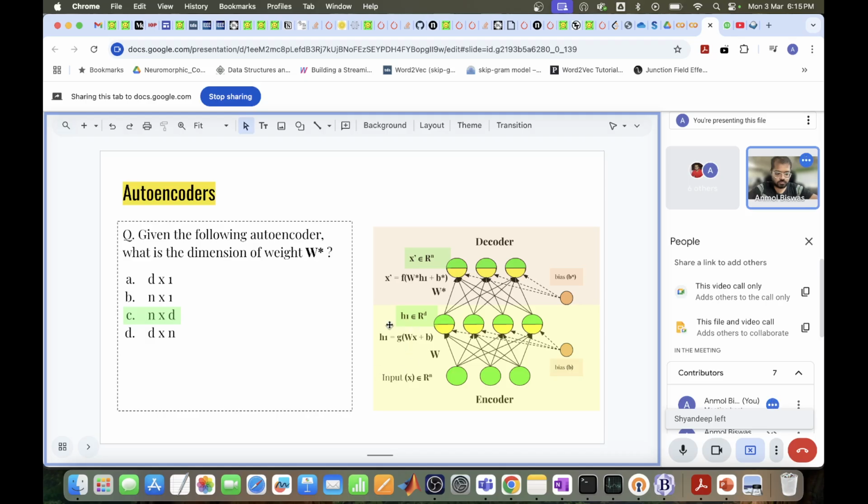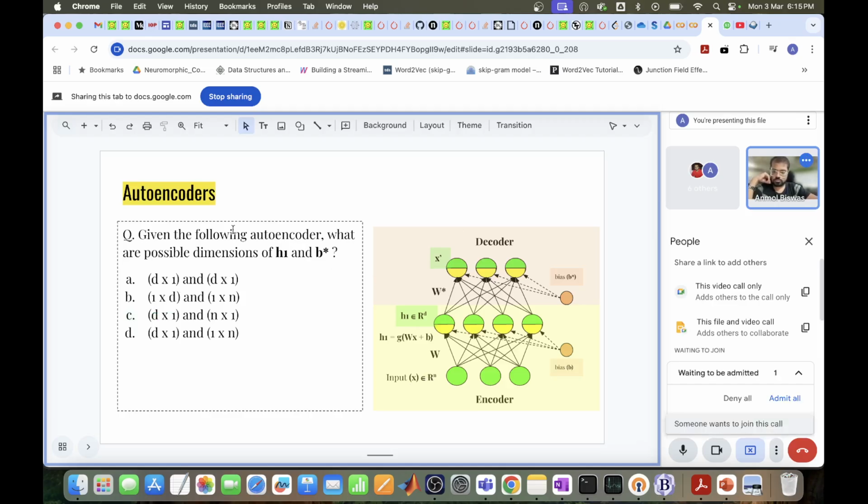So h1 is d-dimensional, then you get W star times h1. H1 is d-dimensional, x prime is the same as x, so W star has to be n by d, right? Very good.